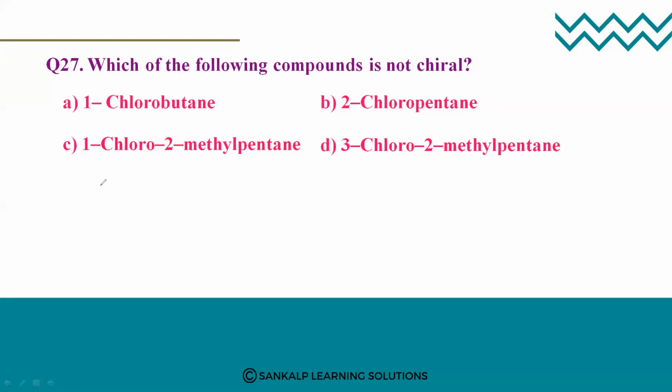1-chlorobutane. Butane is CH3, CH2, CH2, CH2, and Cl. So this is 1, 2, 3, 4. Is it a chiral carbon? Is it chiral or not? Then 2-chloropentane. So CH3, CH2, CH2, this will be CH, Cl, and this will be CH3. 1, 2, 3, 4, 5. So this is 2-chloropentane. Let me know. Then the next one is 3.